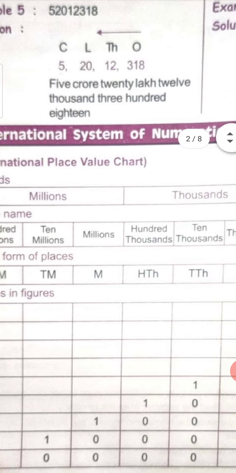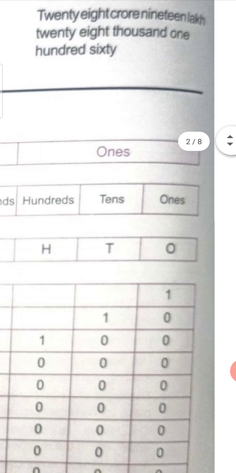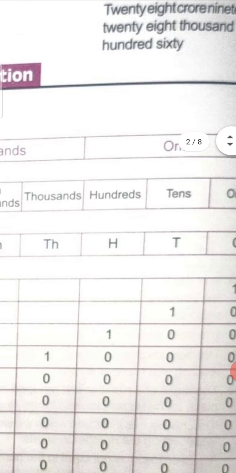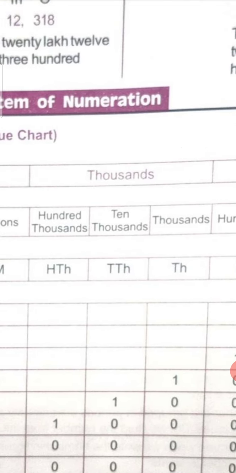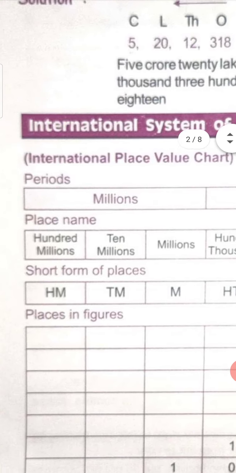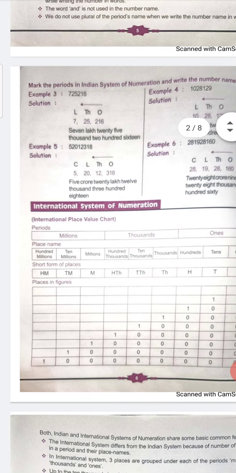The short forms of the places are O for ones, T for tens, H for hundreds, TH for thousands, TTH for 10,000s, HTH for 100,000s, M for millions, TM for 10 millions, HM for 100 millions.